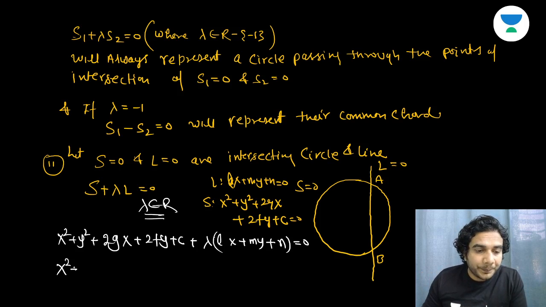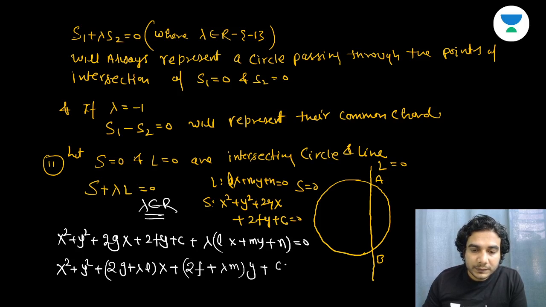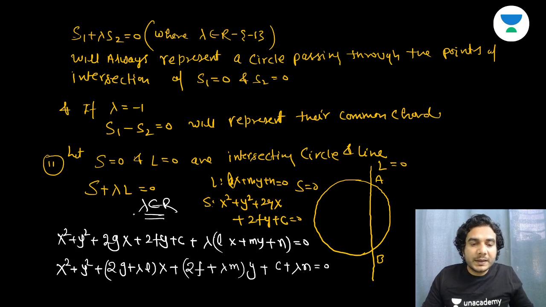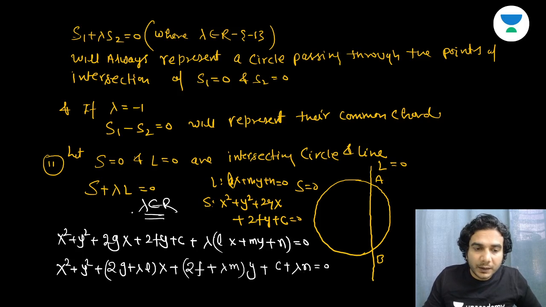So x square plus y square plus 2g plus lambda L into x, you can write like this, plus 2f plus lambda m into y plus c plus lambda n, is equal to 0. So this always represents a family of circles. Now we can conclude it: it represents a family of circles passing through A and B.